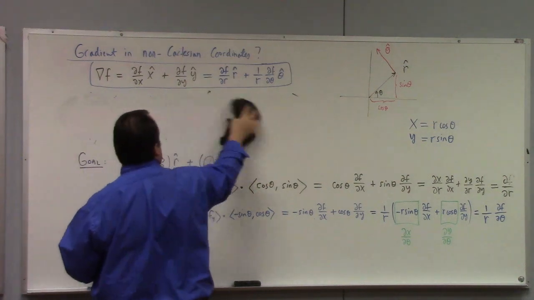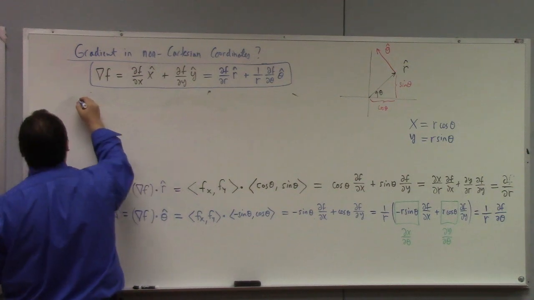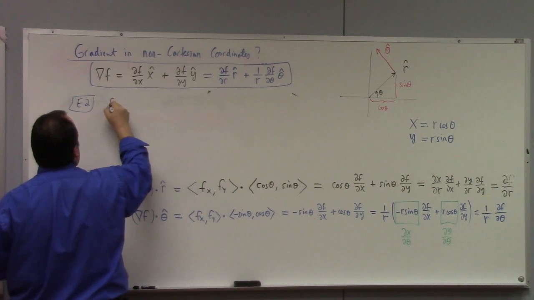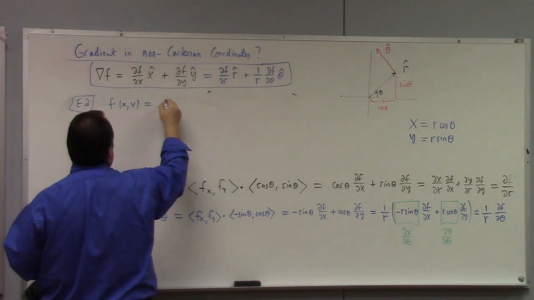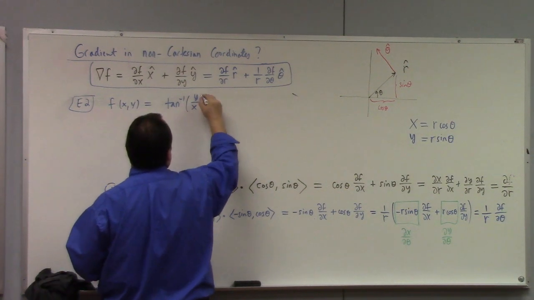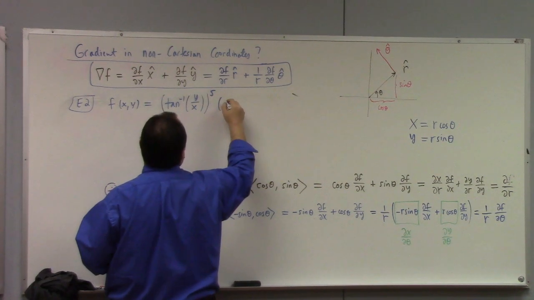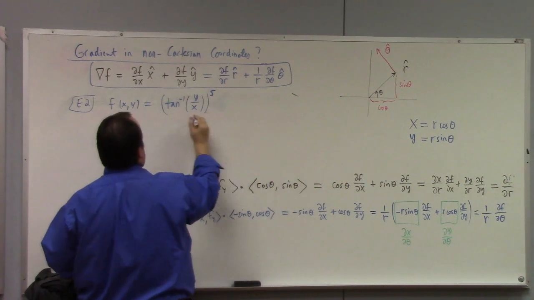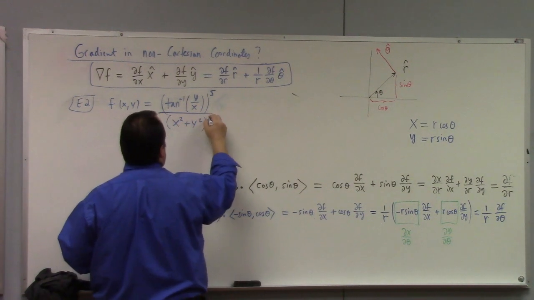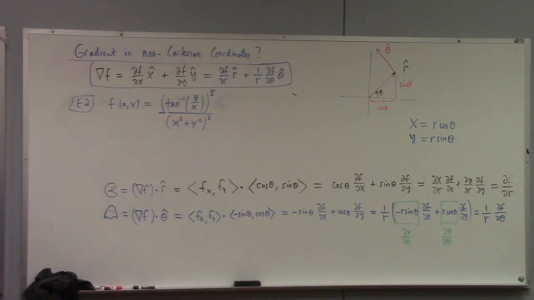So here's something truly horrible. Example 2. I'll start us out in Cartesian coordinates. Suppose you have f of xy equal to inverse tangent of y over x, to the 5th power, divided by x squared plus y squared to the 3rd power. There, that's a pretty horrible function. Calculate the gradient of this.